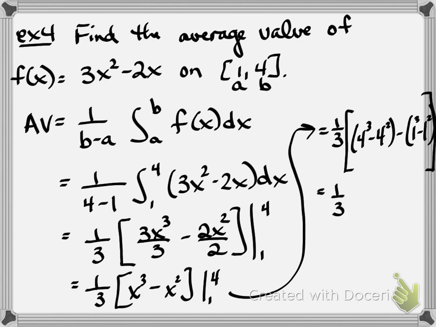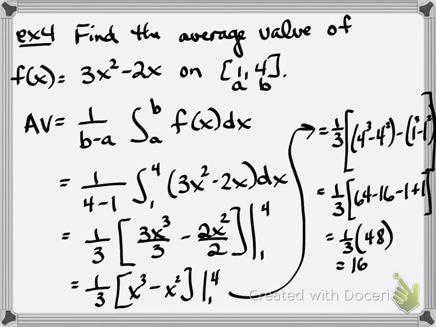So that is 1/3 times 64 minus 16 minus 1 plus 1. So that is 1/3 of 48, which is 16. So the average value of the function on the interval 1 to 4 is 16.